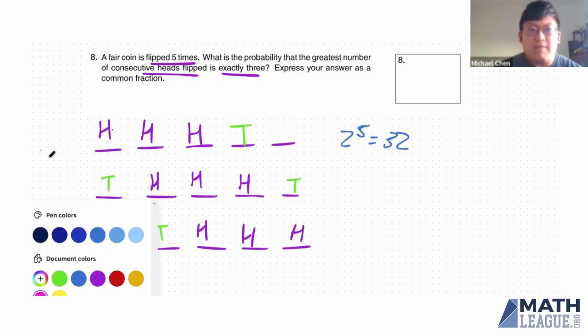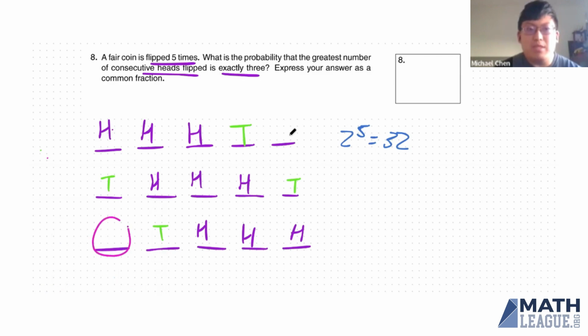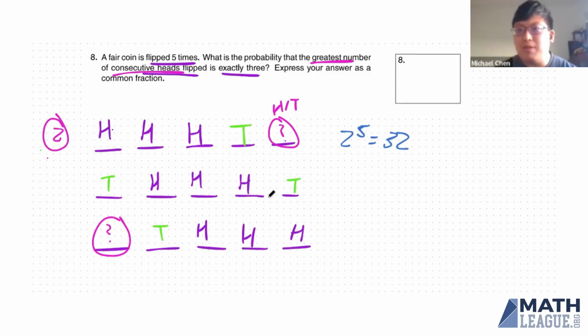Now, that gives us these situations, but what about these two? What about the last flip or the first flip in the first and last scenarios, respectively? Well, they can be anything, because they don't affect the greatest number of consecutive heads flipped in that sequence. So that means this can be heads or tails. Therefore, this first scenario gives us 2 possibilities. The second scenario, since every single flip result is set, has only 1 possibility.